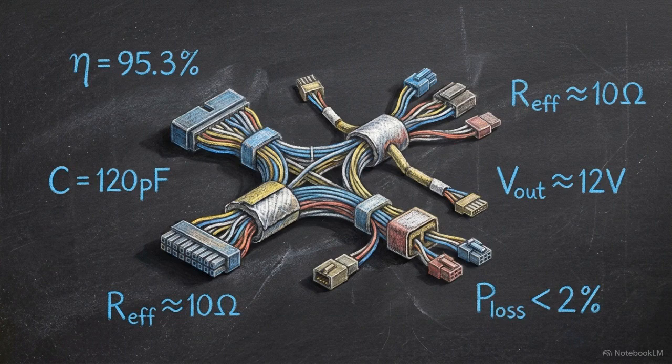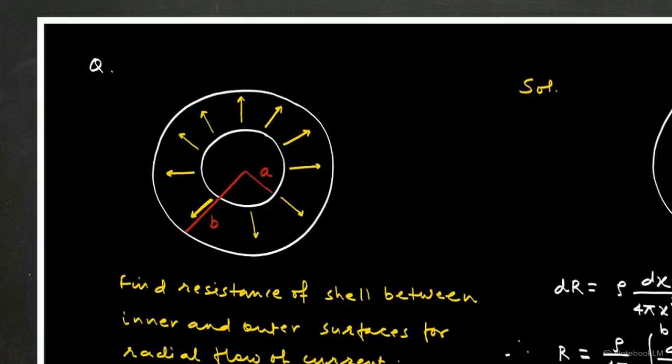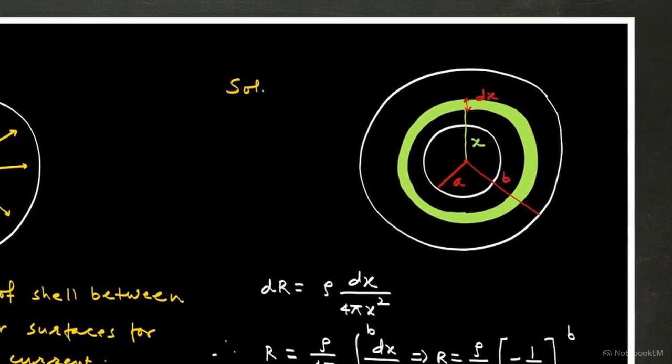This diagram presents a scenario that breaks simple algebraic proportionality, a spherical shell where current flows radially from the inside out. As the current travels outward from inner radius A to outer radius B, the cross-sectional area it passes through constantly expands. Because the area is non-uniform, we must slice the sphere into microscopically thin concentric shells.